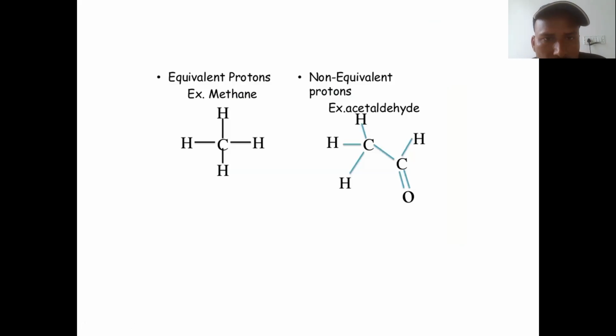Taking this example, these are equivalent protons in methane, so only one signal will appear for all these protons. While in this one, these are non-equivalent protons, so they appear as two signals: one for the aldehyde and the other for the CH3.